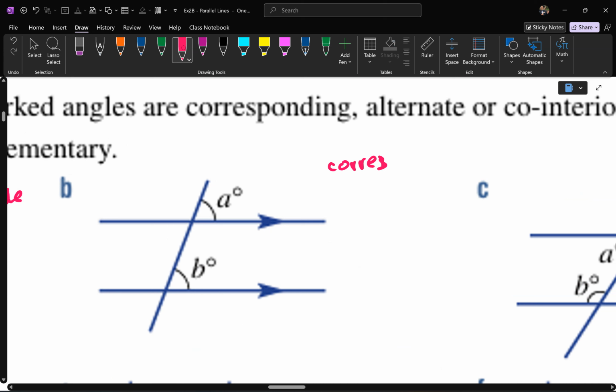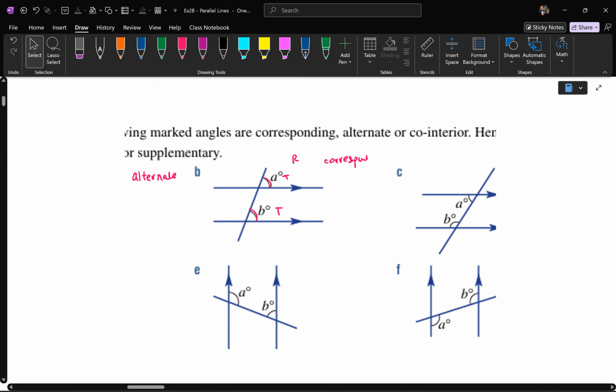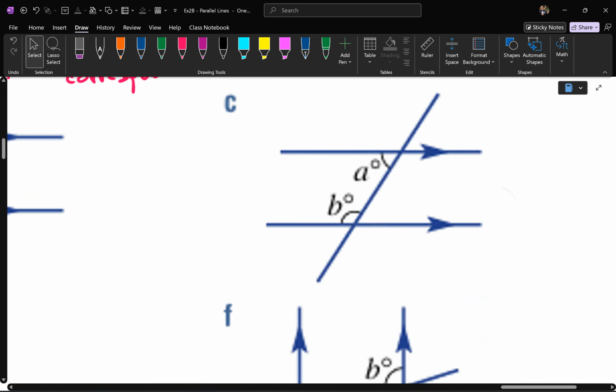Corresponding. That is correct. Again, both of them are on the right side, and this is on the top. This is also on the top. Okay, so top of the first line, top of the second line, so it's corresponding. Give yourselves a tick if you got that right. Actually, hands up if you got it right. Good. Good start.